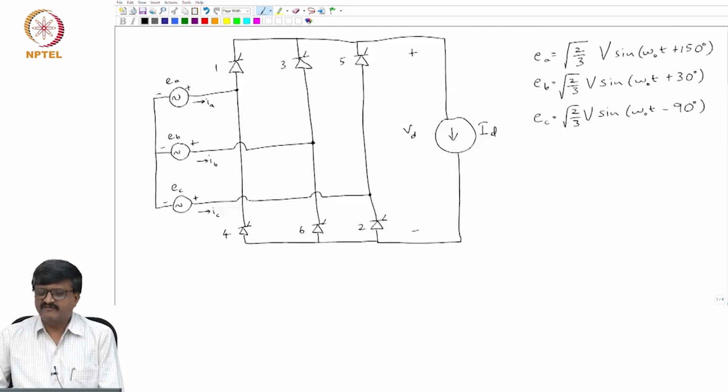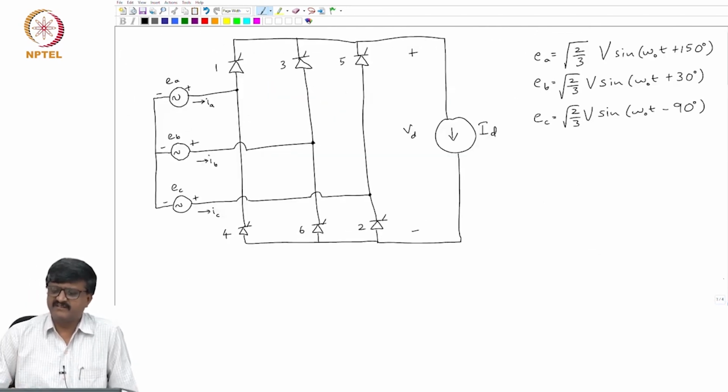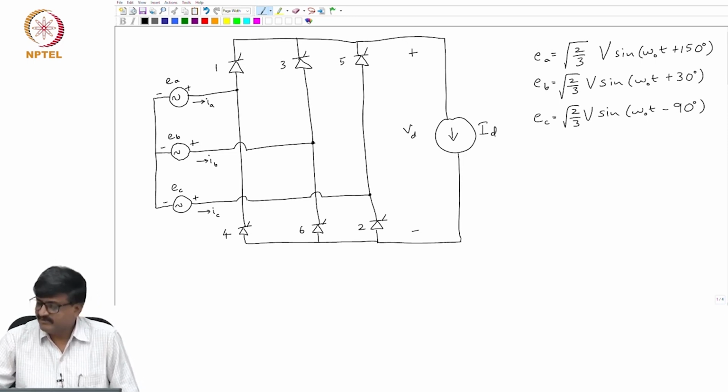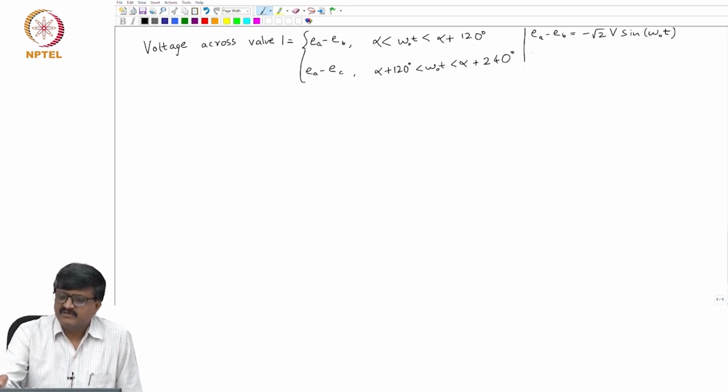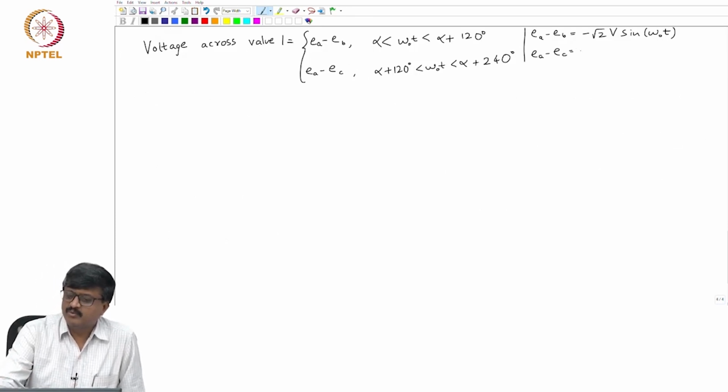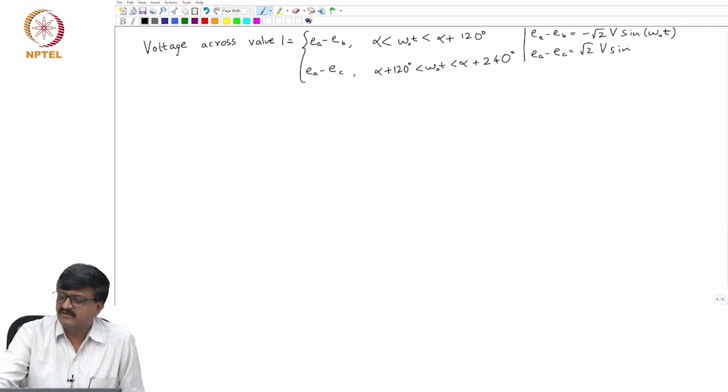Then there is another expression for the voltage across valve 1, EA minus EC. If you look at the expression for EC, the phase angle is minus 90. EA has a phase angle of 150, EC has a phase angle of minus 90, so minus EC will have a phase angle of plus 90. One is 150, another is 90, so the resultant EA minus EC is root 2 V sin(omega t plus 120 degrees).